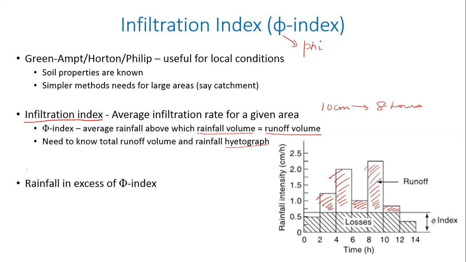So the portion of the rainfall that is in excess of this phi index, there are lots of terminologies available for this. Sometimes it is called excess rainfall. Sometimes it's also called effective rainfall. Some people also call it rainfall excess.